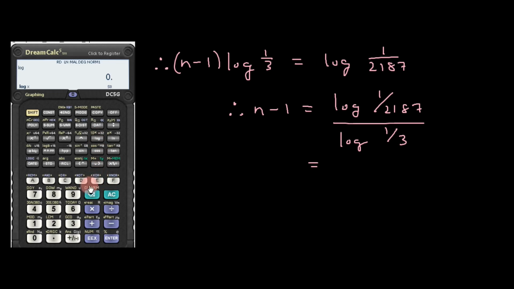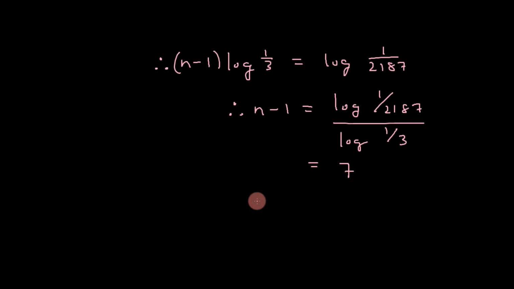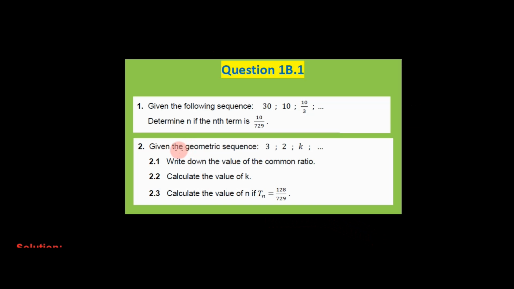So we want the log of 1 divided by 2187, all divided by the log of 1 divided by 3. And our answer comes to 7. And hence n will equal 7 plus 1 or 8. So n equals 8.